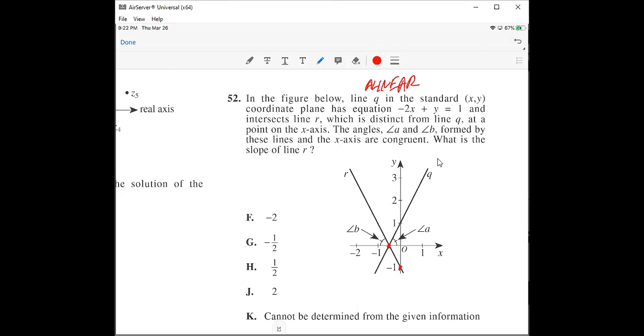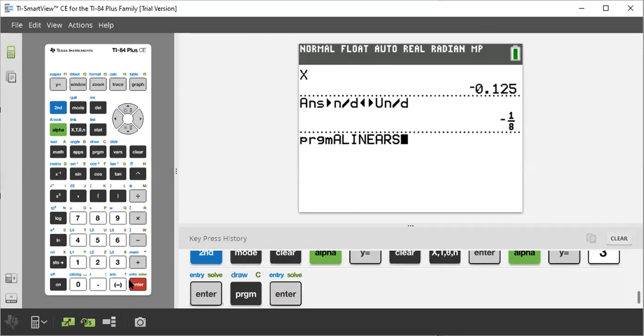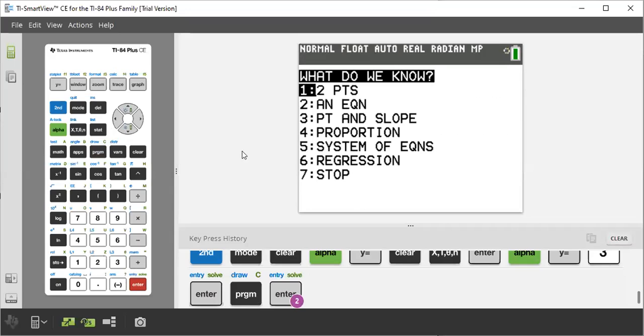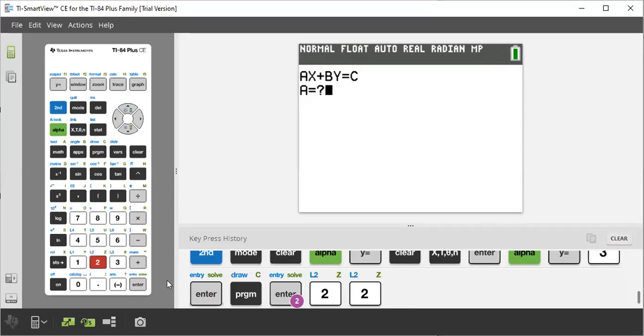So I'm going to go back to my calculator. And let's see, I'm going to share that. And I'm going to go program. I'm going to use ALINEAR, which is the first one. Press enter again. And then it says, what do we have? Okay, we have an equation. So I'm going to choose option 2. And it's in standard form. It's not in y-intercept form. It's in standard form. So I choose 2 again.